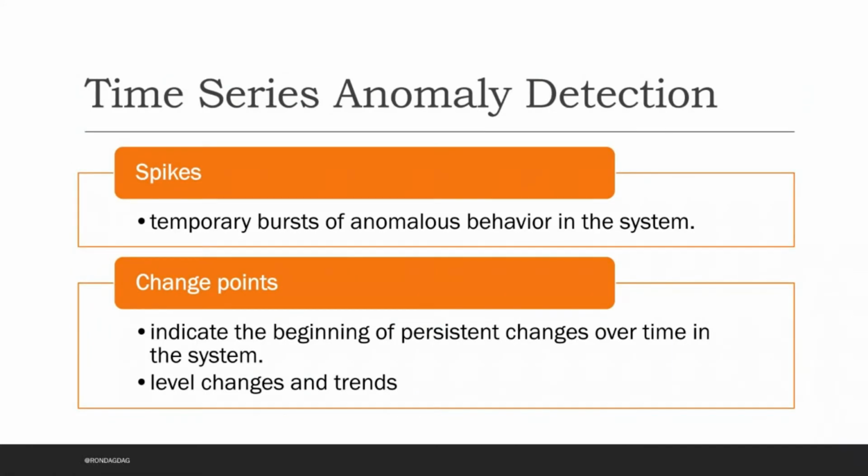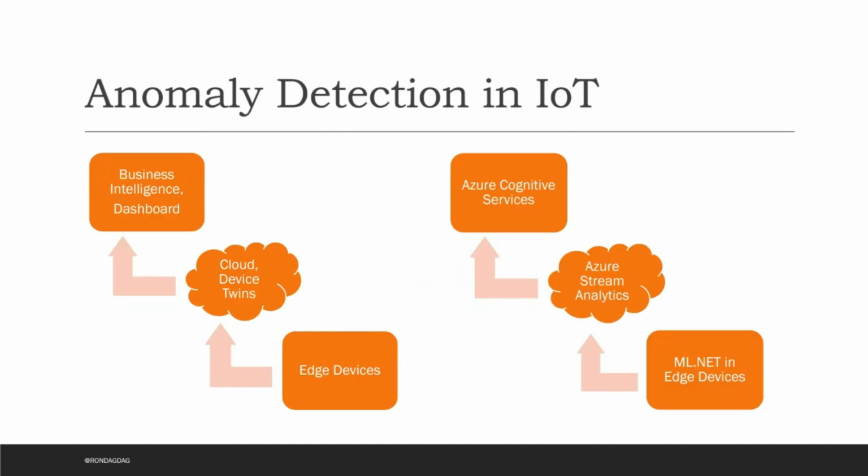For time series anomaly detection, typically you would identify spikes, which are temporary bursts, or change points, which are the level changes and trends. So in the Azure world, how would you do it? If you're on edge devices, you might want to work with ML.NET to run inferencing to do your anomaly detection.